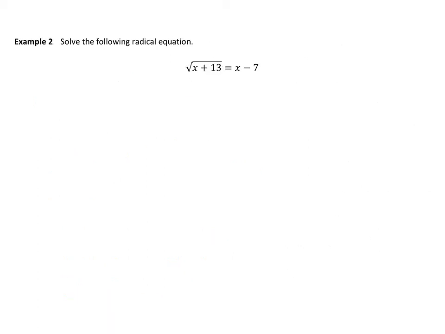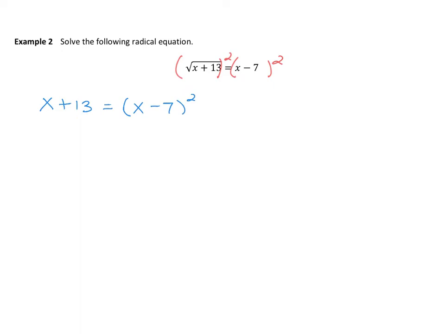Okay, let's try this again. So here I have the square root of x plus 13 is equal to x minus 7. Since we're dealing with a square root, I'm looking to square both sides of the equation. The reason for this is, if you square the entire left side, you're squaring that entire square root. It leaves us with x plus 13. And on the right side, we have x minus 7 squared.